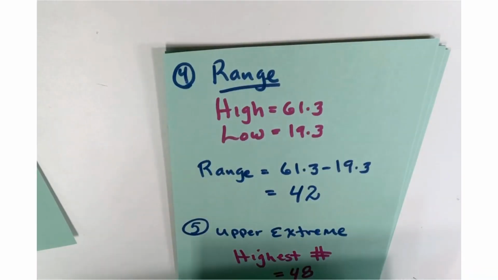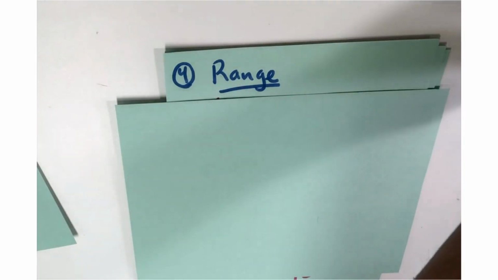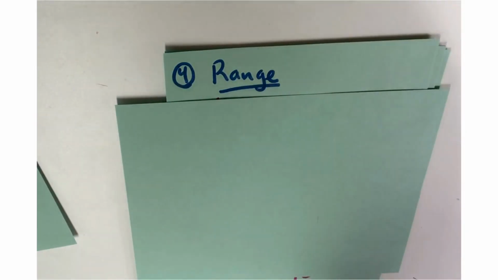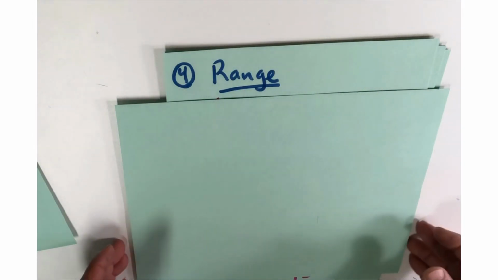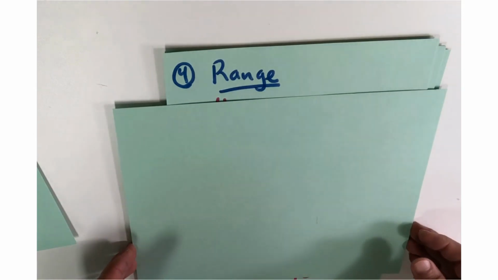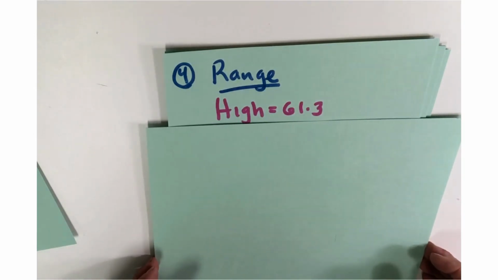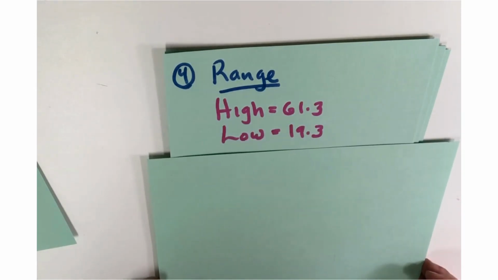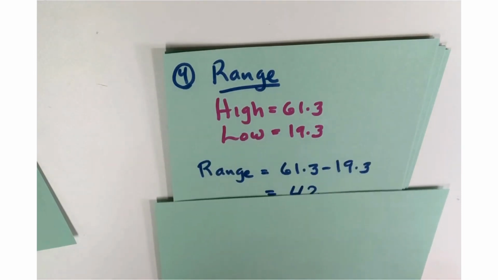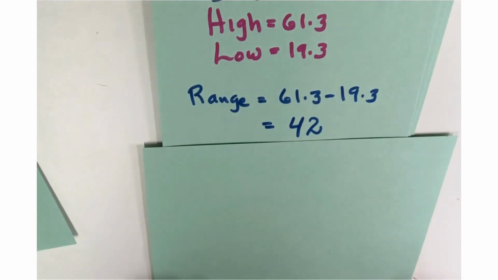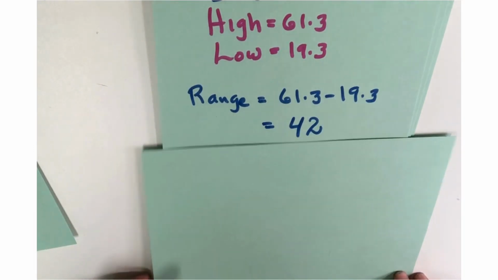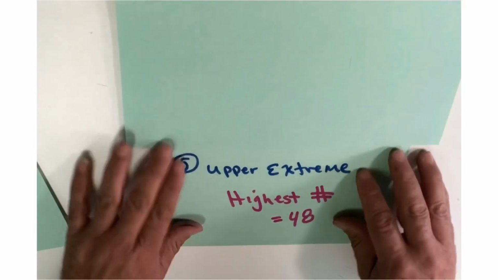Okay, so we're going to turn the page here. We're going to take a look at number 4. And when you go to number 4, the key word is the range. Well, we already know how to do that. Just go look for the highest one, 61.3. Go look for the lowest one, 19.3. And if you subtract, you will end up with a range of 42. Like I said, the first 4 or 5 are really, really simple. Let's go take a look at number 5.